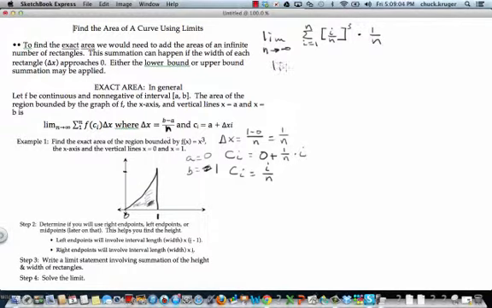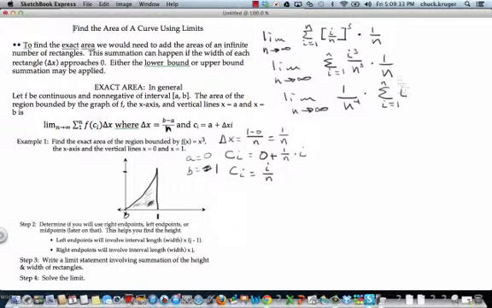So now I get the limit as n goes to infinity of the summation of i equals 1 to n. If I cube this, I'll have i cubed over n cubed times 1 over n. I'm going to rewrite this a little bit: 1 over n to the fourth times the summation of i equals 1 to n of i cubed. So you have to go to your notes. What's the sum of i cubed?